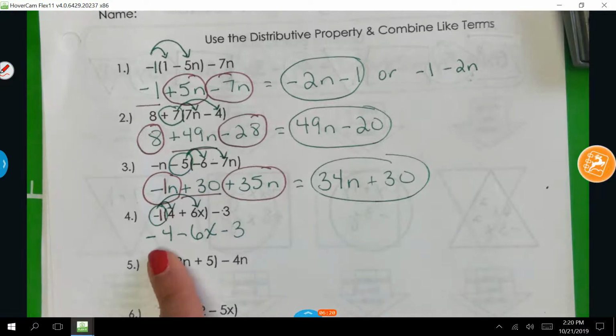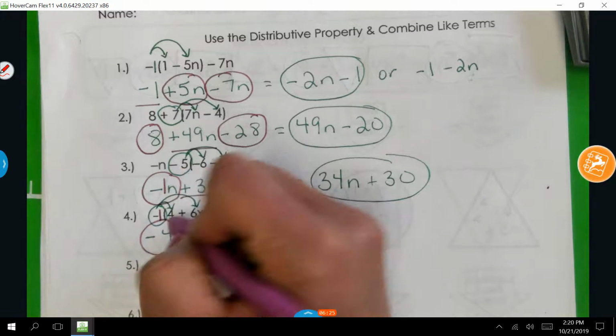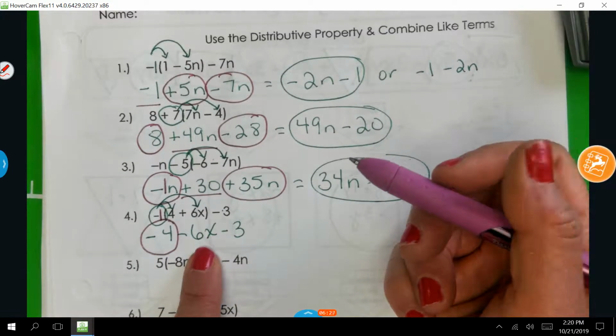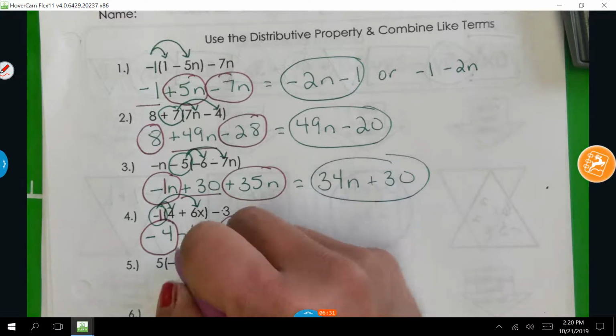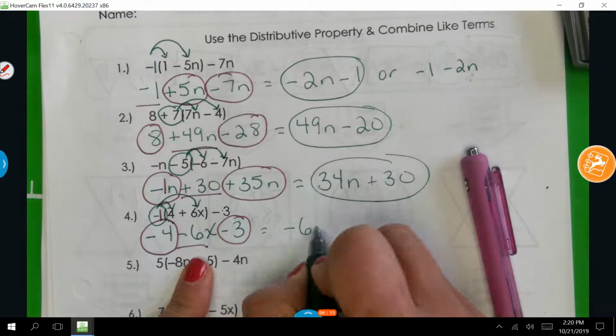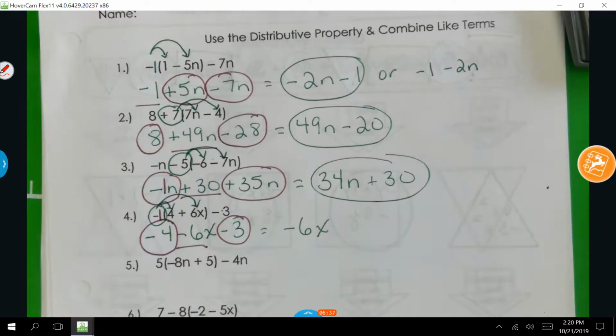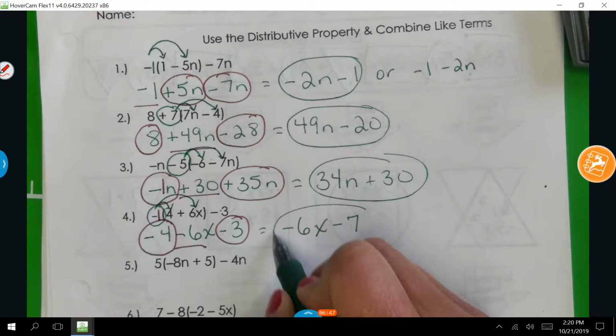All right, so we have a constant of negative 4, so I'm going to circle it. That is not a constant. That's an x. And then we have negative 3. This negative 6x is all by itself, so we're just going to rewrite negative 6x. And then, if you need them, negative 4 minus 3 is negative 7. So minus 7. That's your answer. You're done.